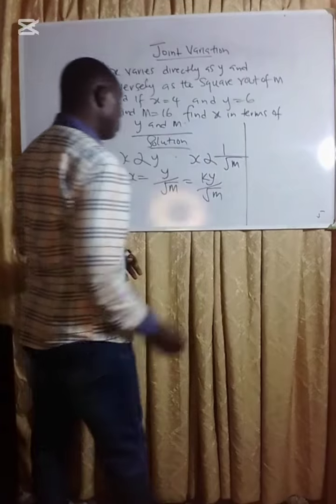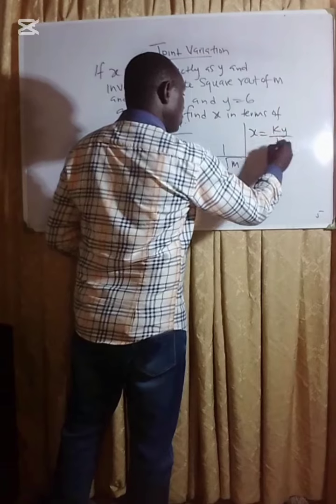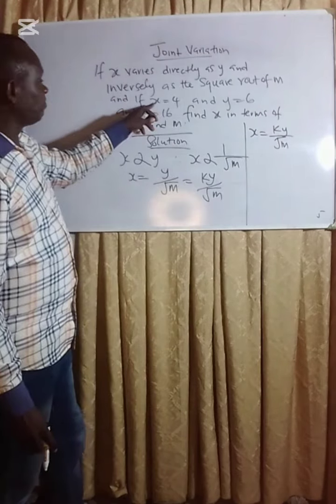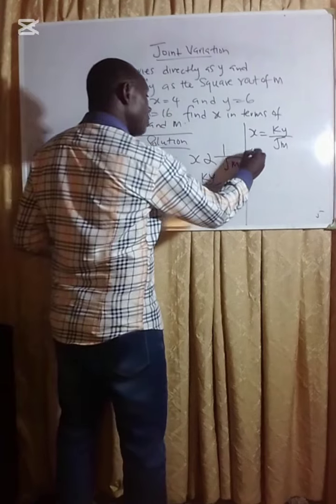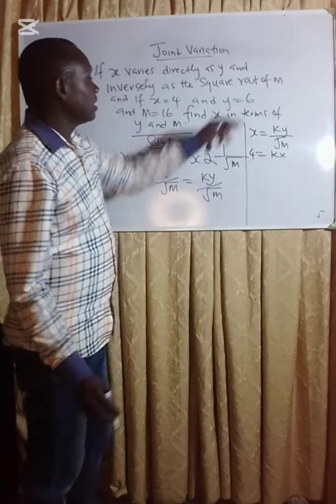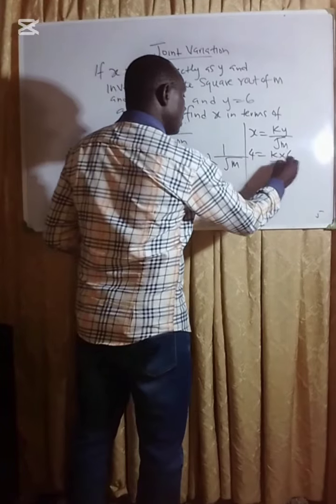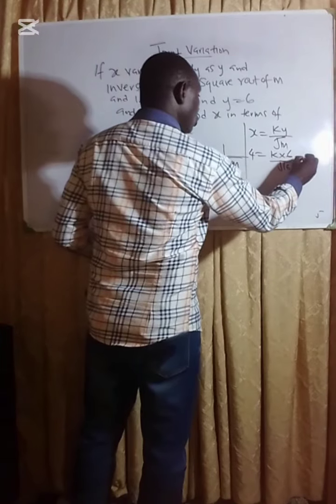Okay, how can we obtain the value of k? So x will be equal to ky all over the square root of m. Now, what is the value of x? x is 4. So I can say 4 will be equal to k times y. What is the value of y? y is 6, all over the square root of m, and m is 16.